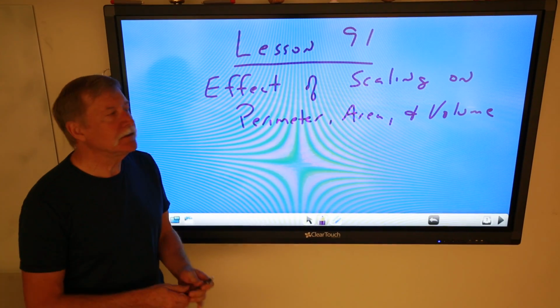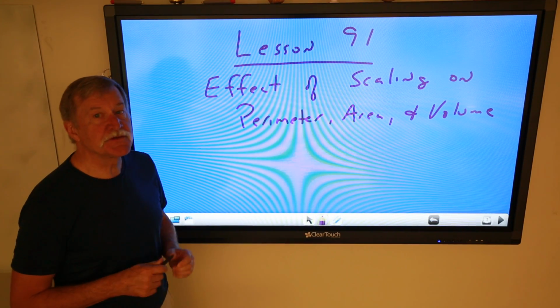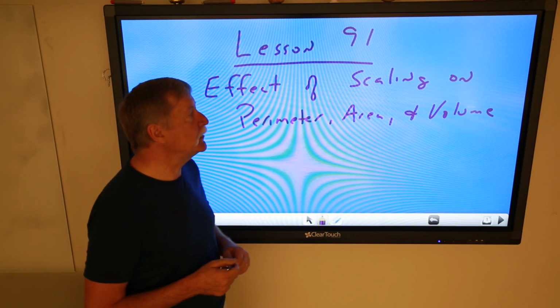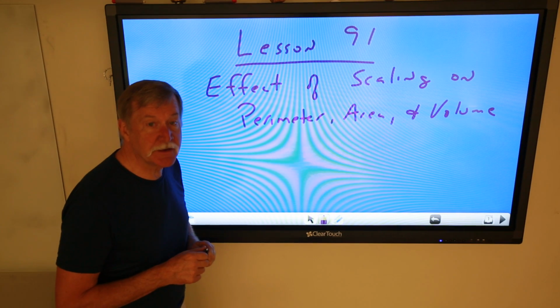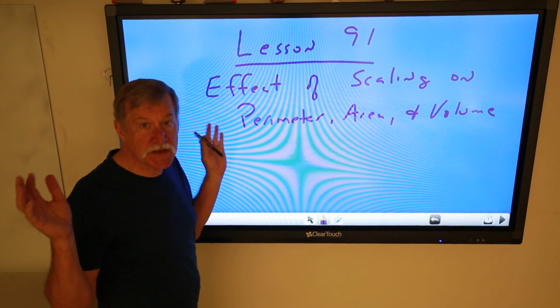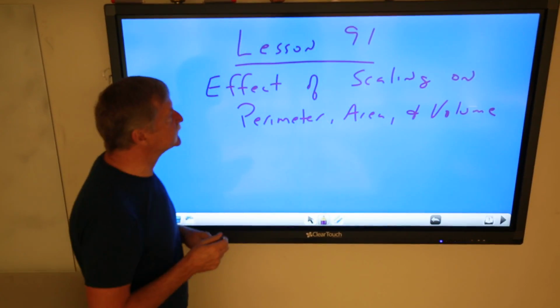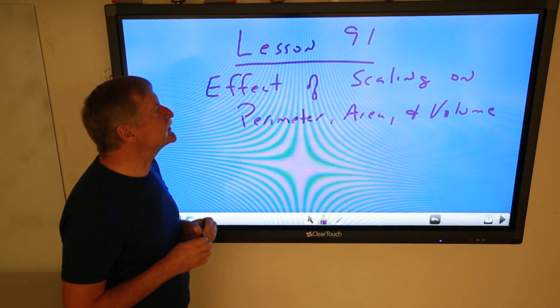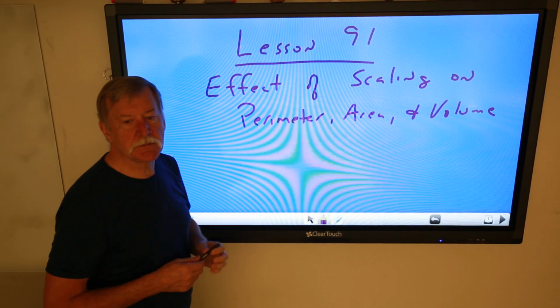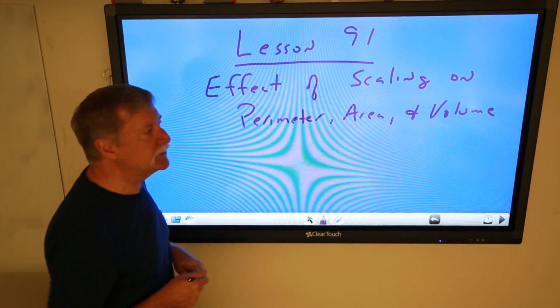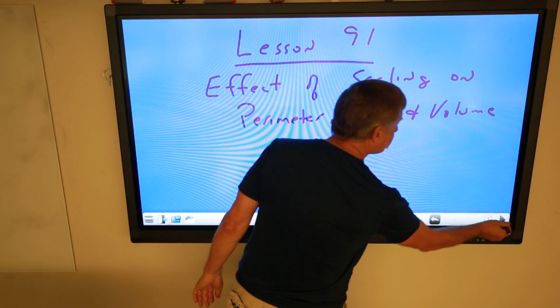All right, and our last lesson for this week, we skipped over to lesson 91, continuing our discussion of using proportions and proportionality and how that affects increasing the size of something or decreasing the size of something. We're talking about the effects of scaling on perimeter, on area, and on volume, and they have different effects depending upon which you're talking about.